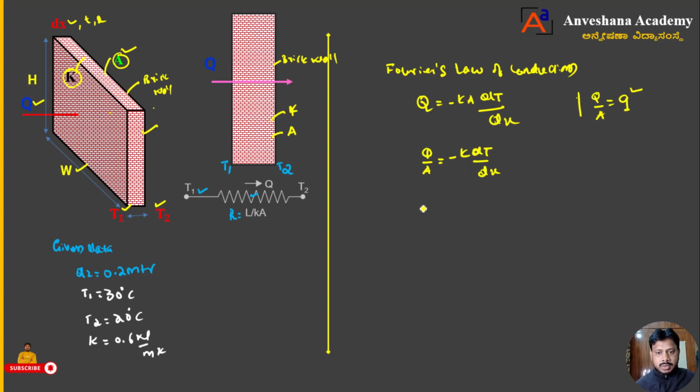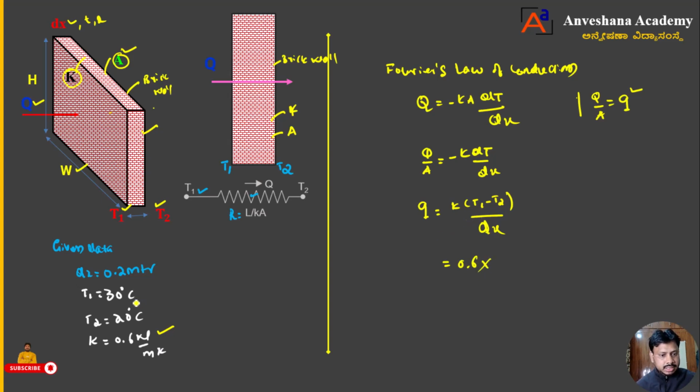Dear students, now small q is equal to K into delta T, taking the high temperature region, delta T is T1 minus T2, divided by dx. Okay, I will try to substitute the values now. What is K? Yes, K is also given, that is 0.6. I will write it here.